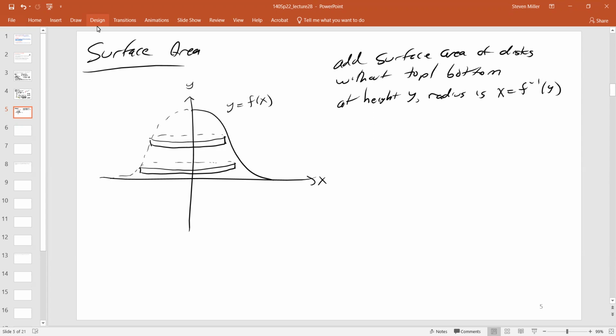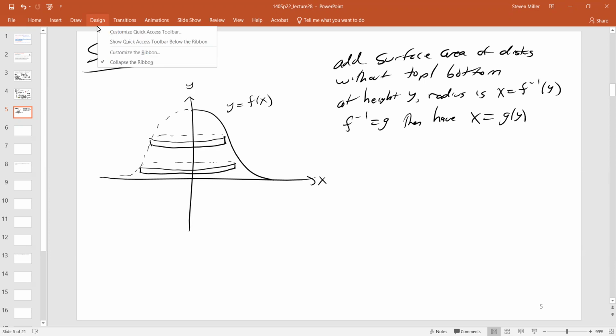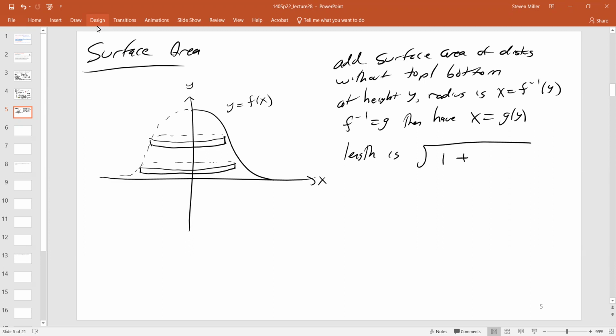So depending on what function I give you, this may or may not be easy. Now we need to find the length of that curve. And so now we're viewing it not as y is a function of x, but x is a function of y. So if we let f inverse equal g, we have x equals g of y. So the length is going to be the integral of the square root of 1 plus dx dy squared dy. Because I'm flipping the roles of x and y.